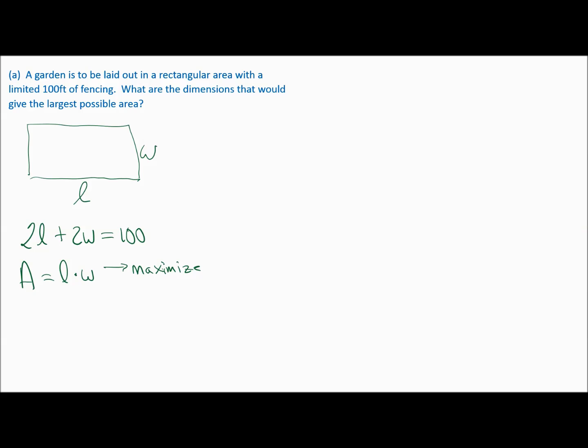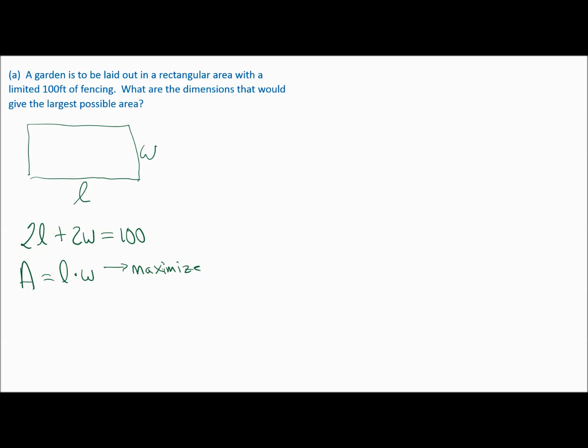Now you can see that to maximize this thing, there's a limited amount of fencing, so it's going to have a maximum. Whereas if I asked you the minimum of this problem, it would be kind of silly, because you would have no length or no width and the area would equal 0, right? So you just have a long 100-foot strip of fencing with no garden whatsoever, which is silly. So often you can only ask what is the maximum or what is the minimum based on your particular example.